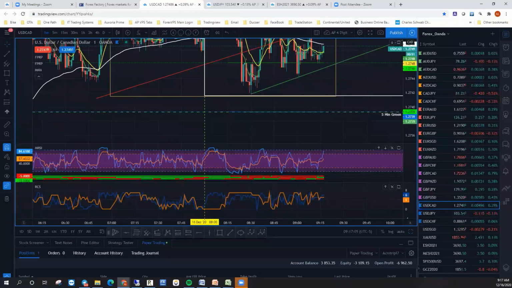Arrow 1854. Yeah, I took that one and I got out of it already. 1854 was the entry? It was 1859. Okay, sell at 1859, and I got out. Where did I get out of that one? I got out at 1853. Wow, that's a good haul. That's probably 50 pips. Took about 20 minutes. That's not bad.